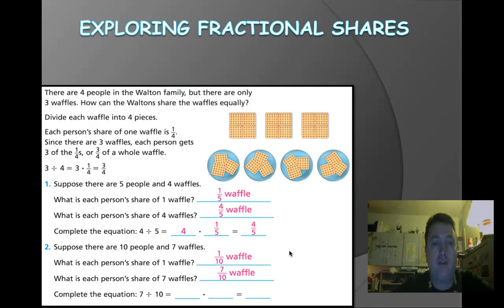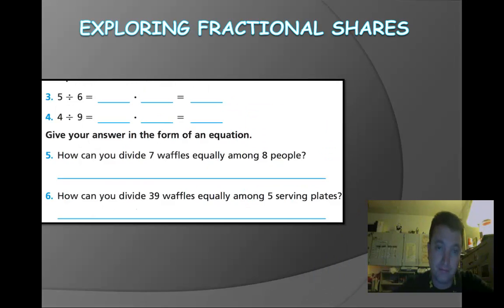So when we look at this equation here, 7 divided by 10 is the same as saying 7 times 1/10, which is going to give us a total of 7/10. Now, let's take a look at this one here. What if we say 5 divided by 6? What would that be the same as saying in multiplication terms? Well, think back to what we just did. That's going to be the same as saying 5 times 1/6, or 5/6.